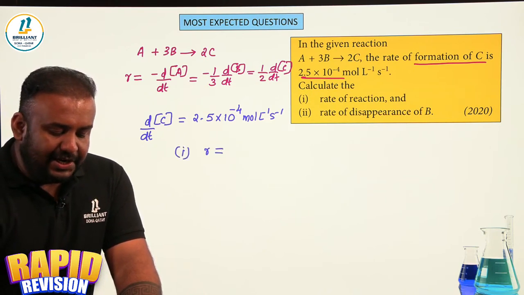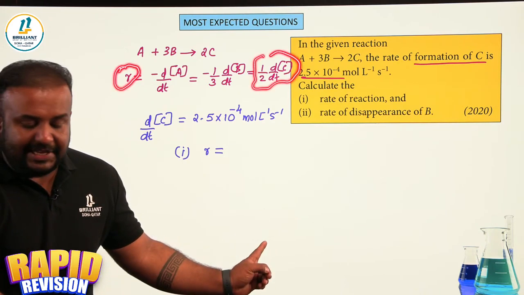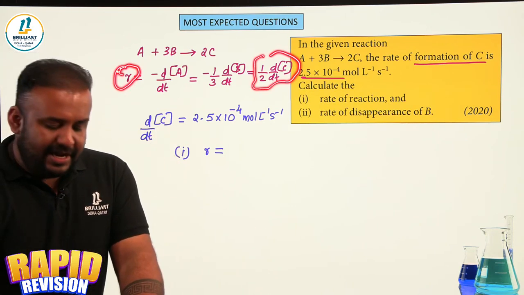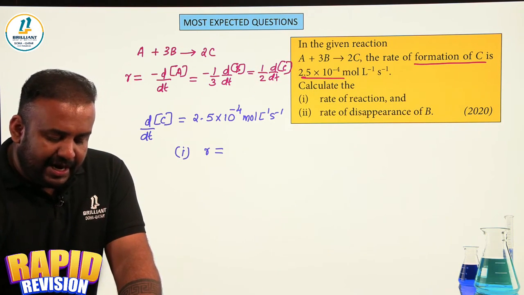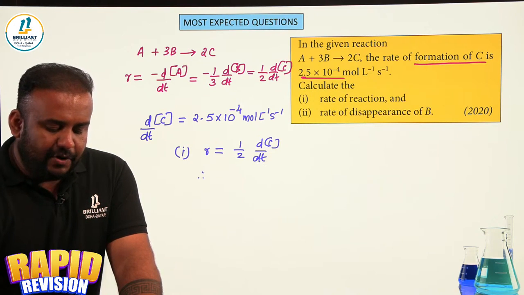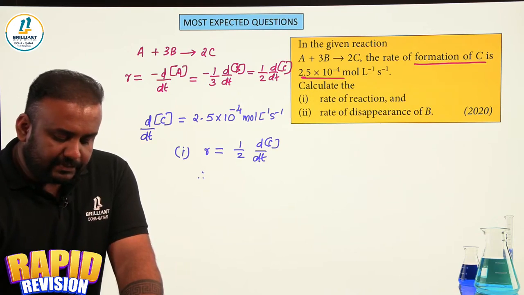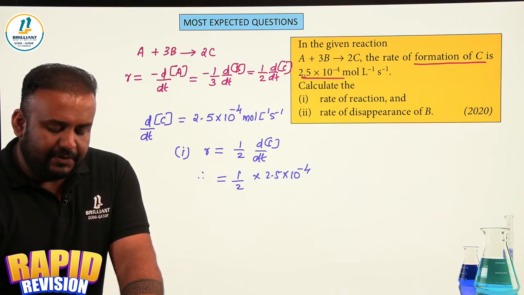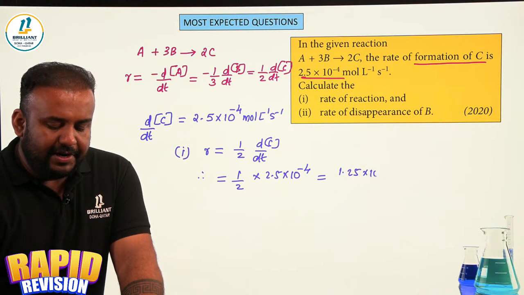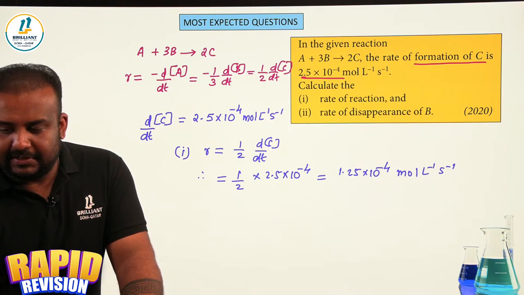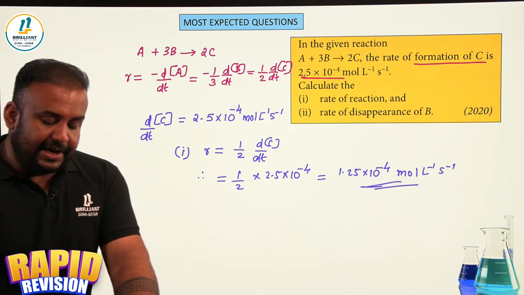How is rate related to C? R is equal to what? Half of d by dt of C, correct? Therefore, what will be the rate? It will be half of 2.5 into 10 raised to minus 4. That will be 1.25 into 10 raised to minus 4 moles per liter per second.